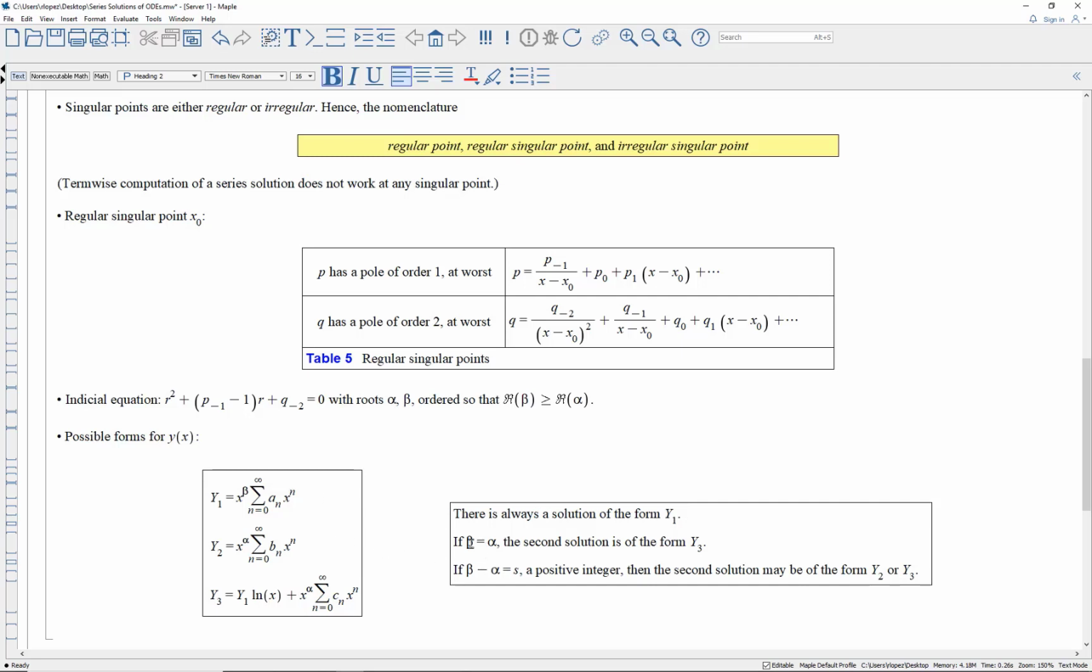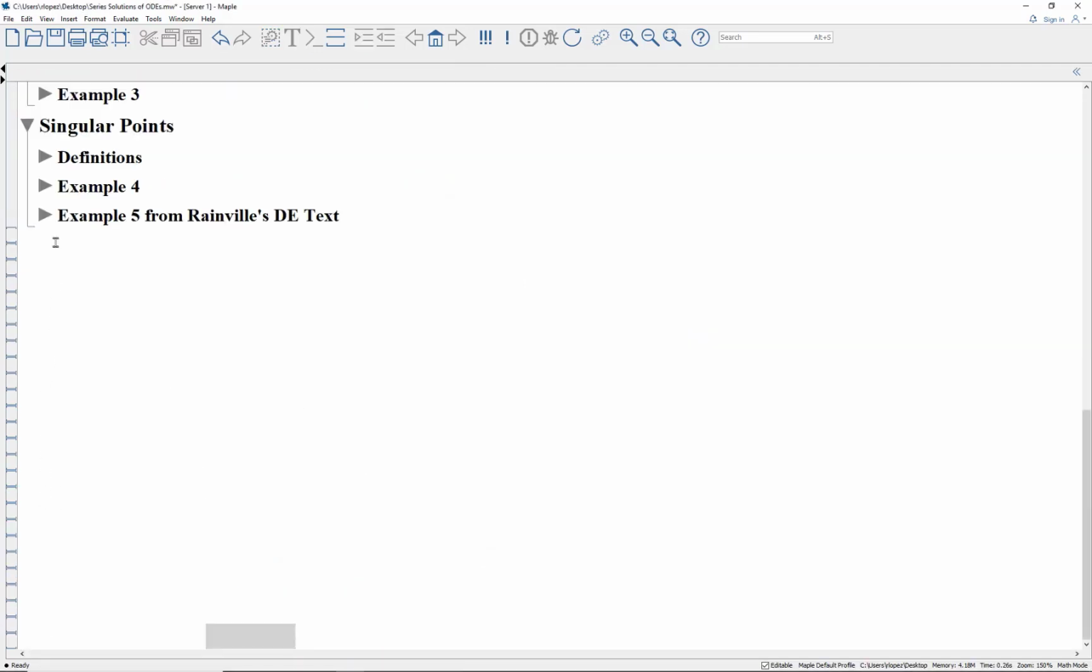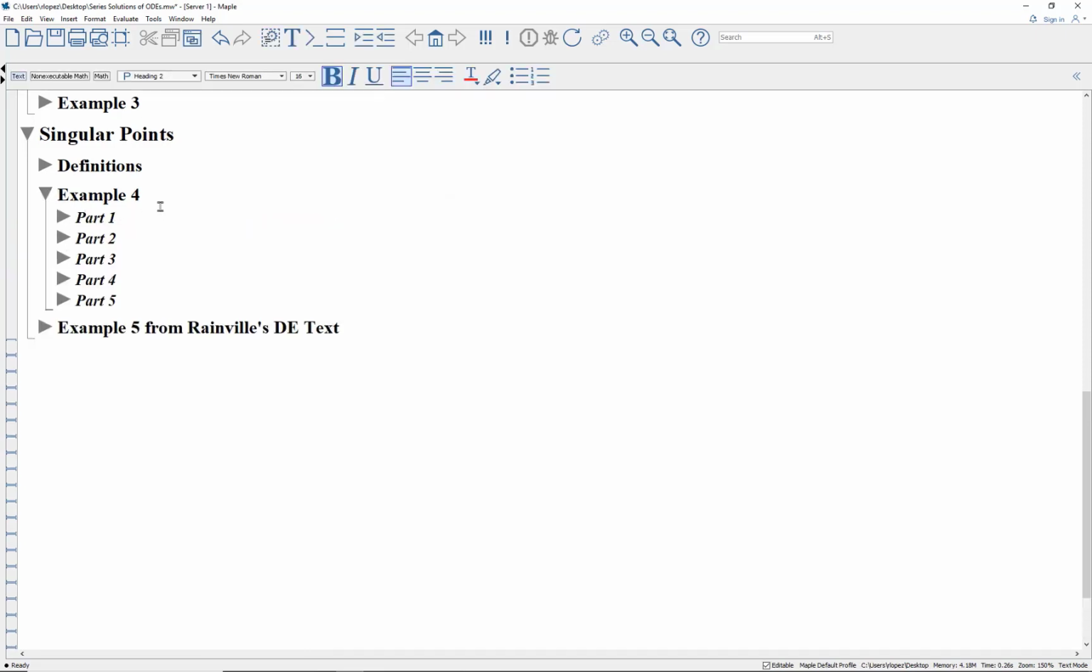If alpha and beta are the same, if it's a repeated root, guaranteed you're going to get this third solution, y3. We'll have a log in it. If beta and alpha differ by a positive integer, the second solution may be y2 or it may be y3. You don't know. Now, this is getting complicated. We definitely need an example. So here's an example, and notice it's got 5 parts to it.